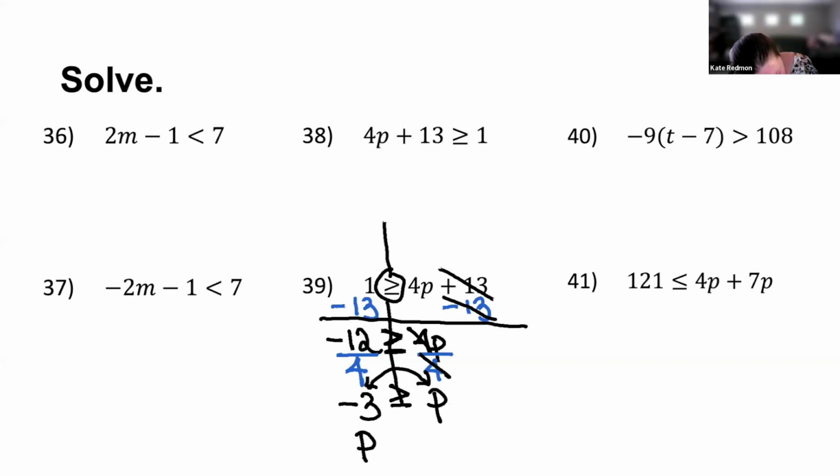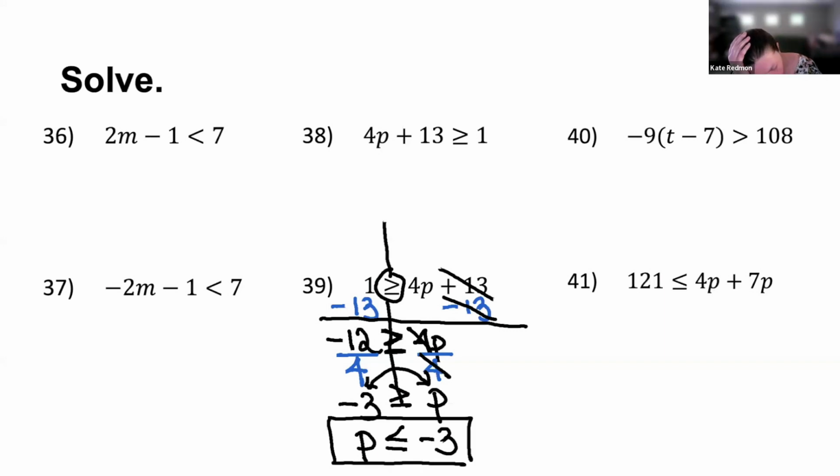So I'll have P coming first, -3 coming second. And since I put the big number where the small number goes and the small number where the big number goes, I will flip my inequality symbol as well. So what would P have to be in order to make the original inequality true? Well, anything less than or equal to -3.